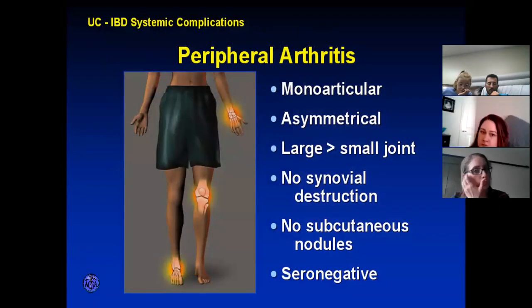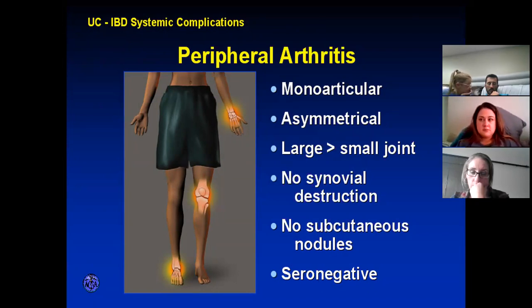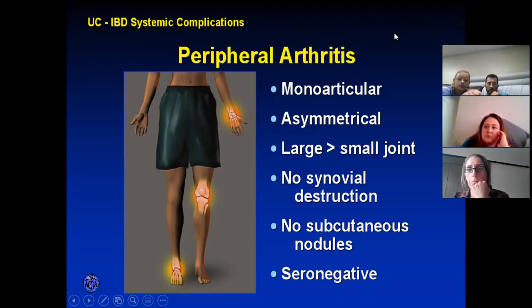Arthritis is a very common extraintestinal manifestation of IBD. There's different types of arthritis, but most commonly it tends to involve one joint at a time. The larger joints are seen more commonly than the small joints. There's no synovial destruction. It's not like rheumatoid arthritis. You'll not get joint deformity. It is just very painful.